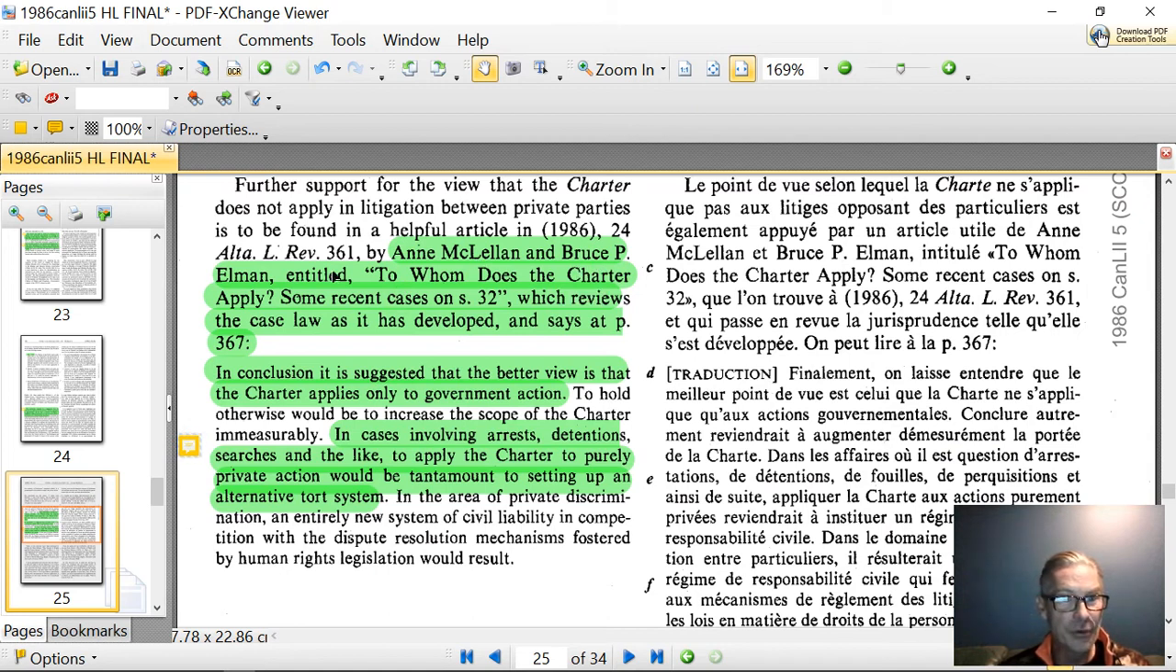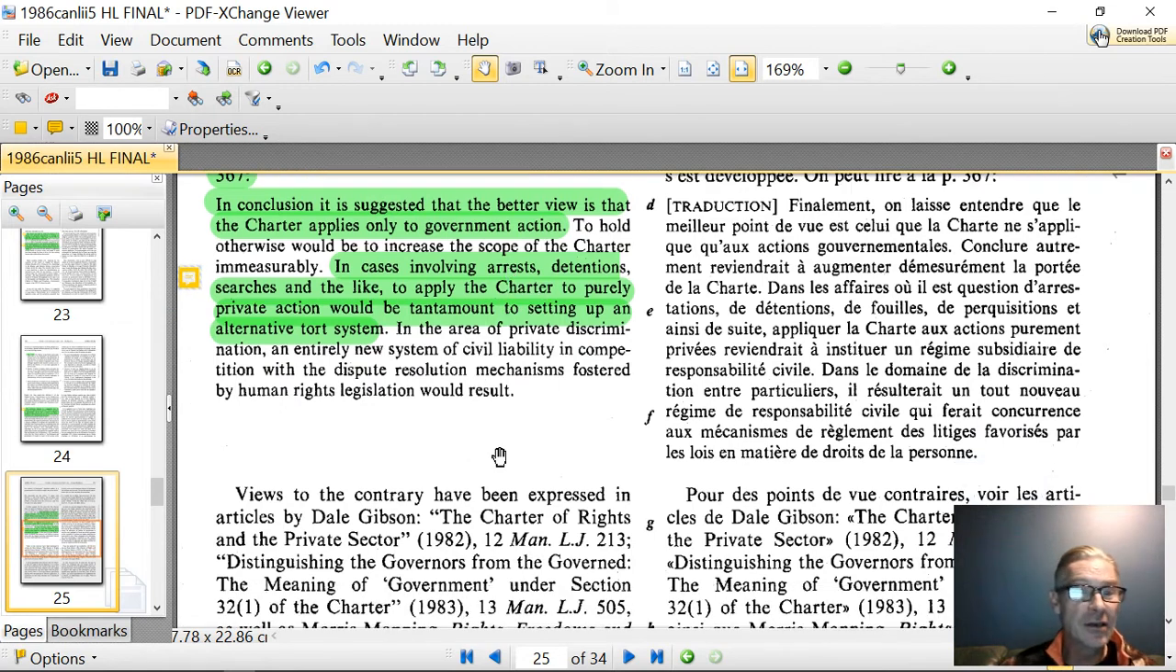Anne McKellen and Bruce P. Ellman, to whom does the charter apply? Some recent cases on section 32, and that book reviews case law. In conclusion, it is suggested that a better view is that the charter applies only to government action. In cases involving arrests, detentions, searches, and the like, to apply the charter to purely private action would be tantamount to setting up an alternative tort system.